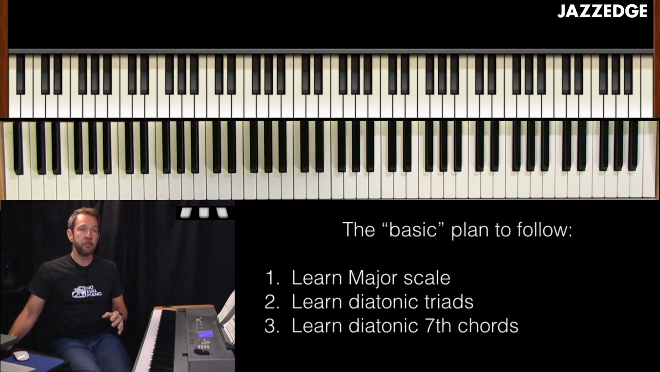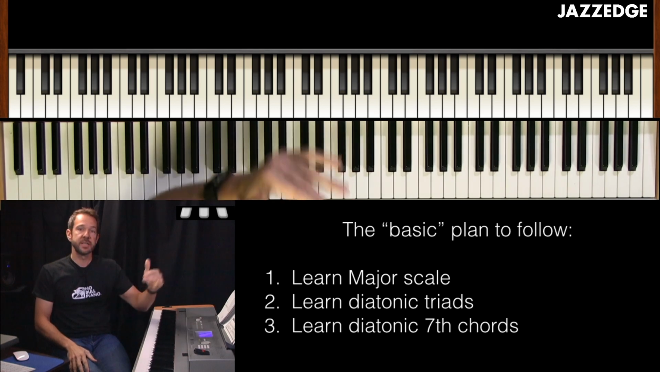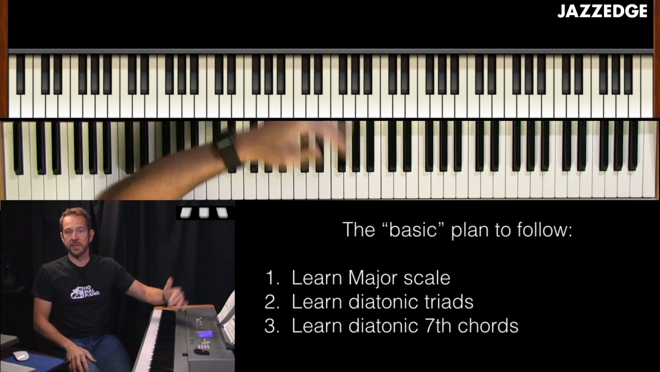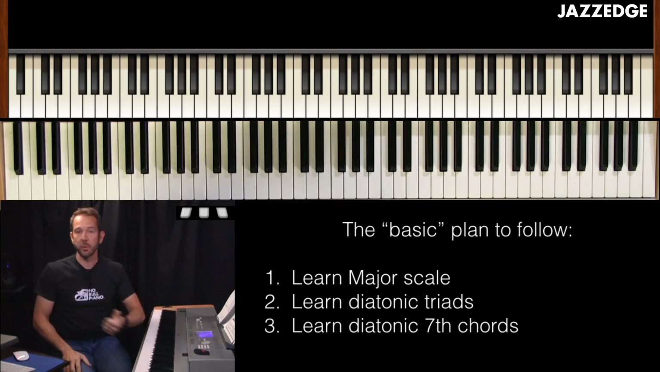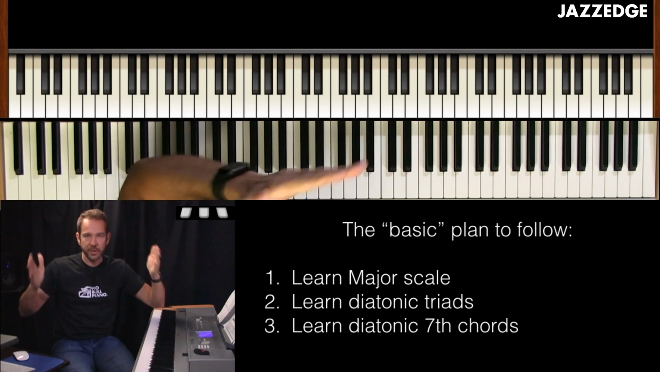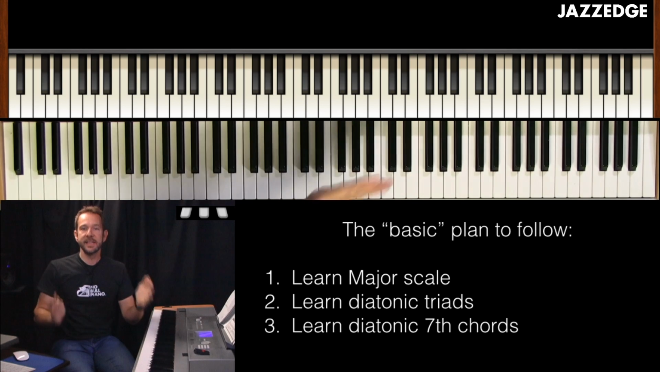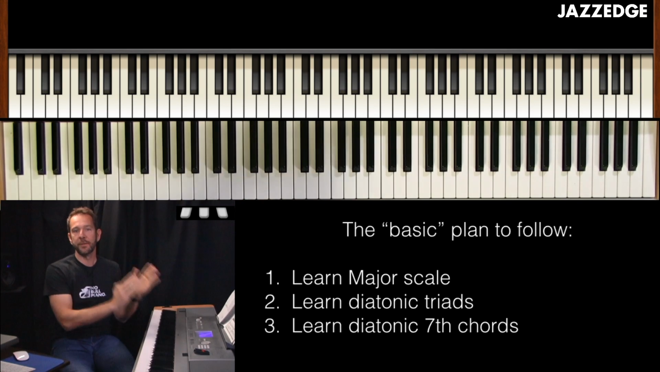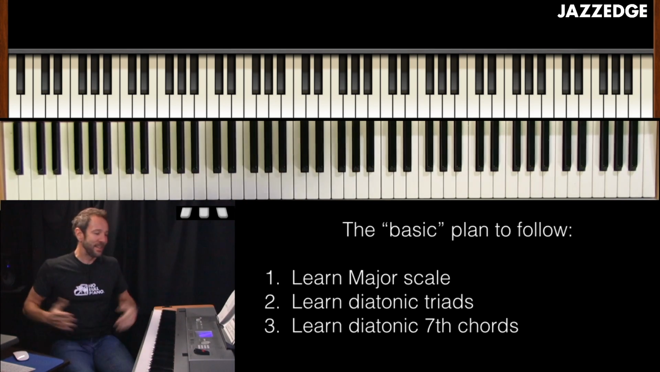All right, so the basic steps to understand your diatonic chords and to be able to use them is, number one, you have to know your major scale. Now, hopefully at this point, if it hasn't sunk in yet, this is why I say the circle of fifths is bullshit. Now, again, it's a great tool.